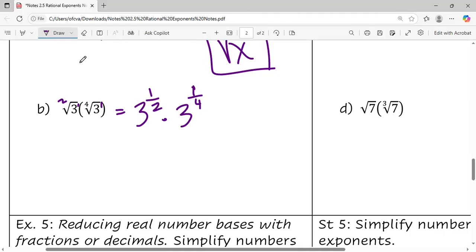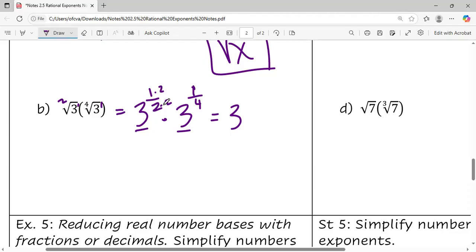Now here's the problem. We have the same base, right? We can work with the same base, but we don't have the same denominator. If you multiply bases, you're keeping the base, but you're adding exponents, right? Your exponents happen to be fractions. We can't really add fractions when the denominators are not the same. So this goes back to grade school when you learn how to deal with fractions.